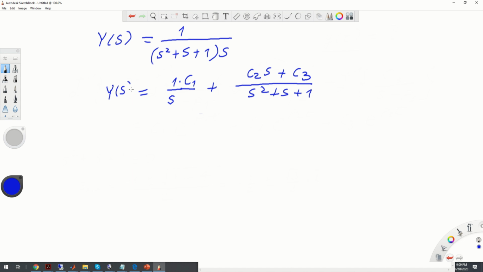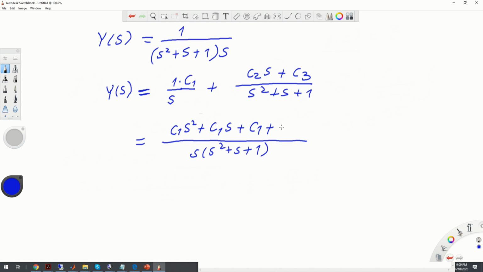If you now go back and watch my first video, I explained a high school level mathematics approach to compute constants C1, C2, and C3. So let us apply this approach. We group these two terms together. So what do we have here? We have C1 s squared plus C1 s plus C1 plus C2 s squared plus C3 s. Let us group the terms together.